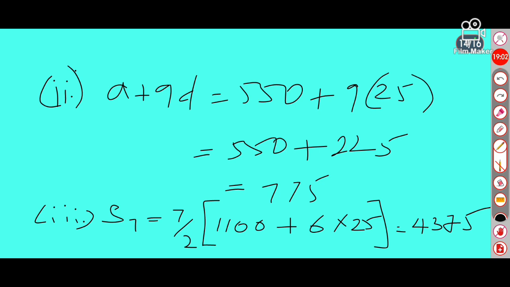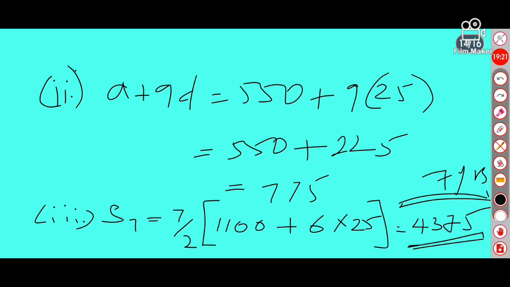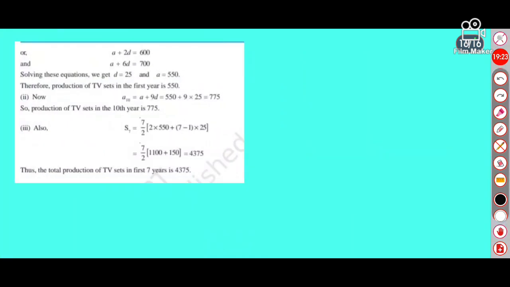That is given in the example. So the total production of the first 7 years, the total number of TV sets produced, is 4375, is what the formula reveals. So the sum gives the result, right? So yes, 4375. Till this, the examples of sums of the AP, that is finding the sum of the first n terms of an AP, gets over.